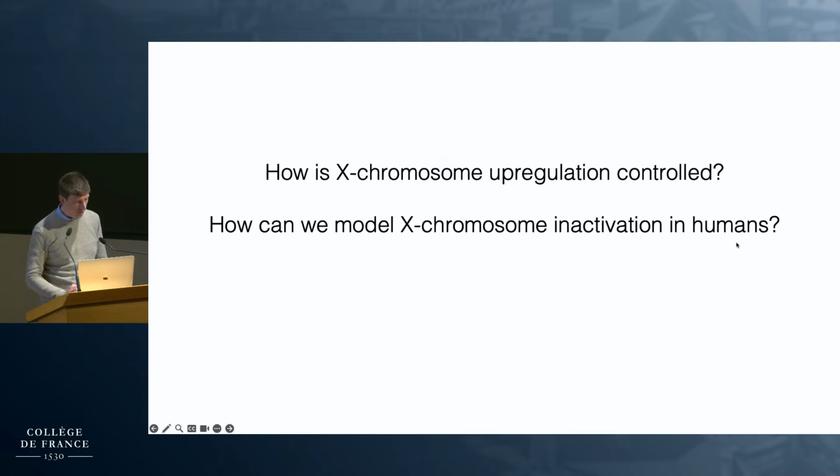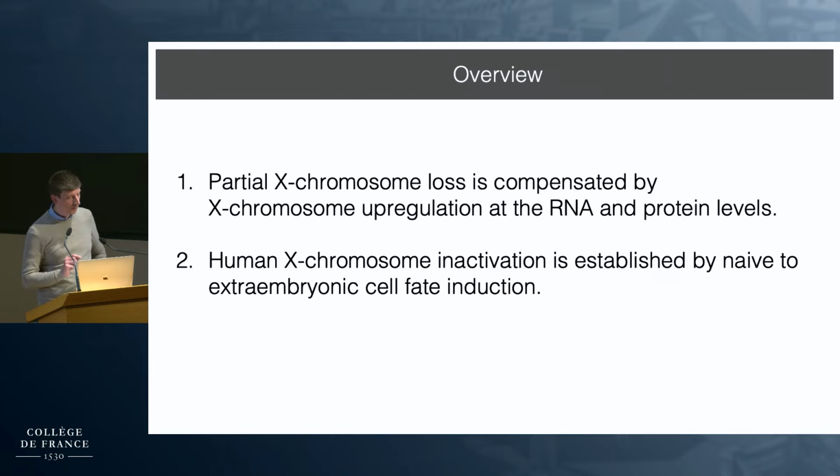So I want to tackle two questions today. The first is, how is X chromosome upregulation controlled? And the second is, how can we model X chromosome inactivation in humans? In the first part, I will tell you that partial X chromosome loss is compensated by X chromosome upregulation at the RNA and protein level. And in the second part, we'll see that human X chromosome inactivation can be established de novo by naive to extraembryonic cell fate induction. And we'll see that XIST plays a role in this process.